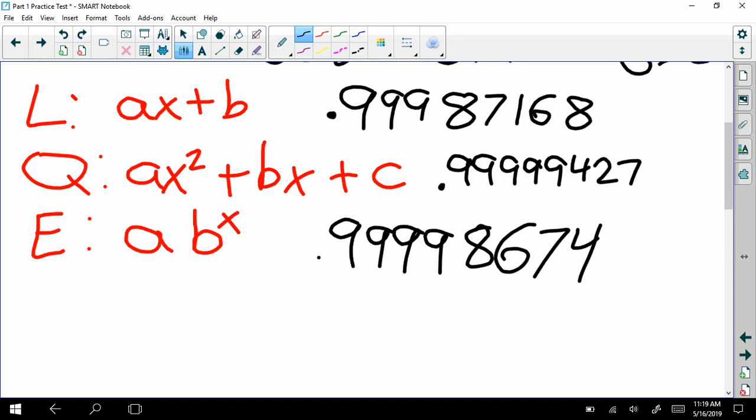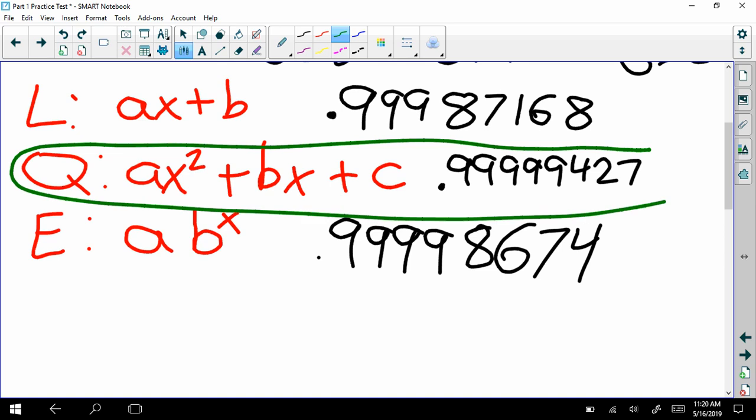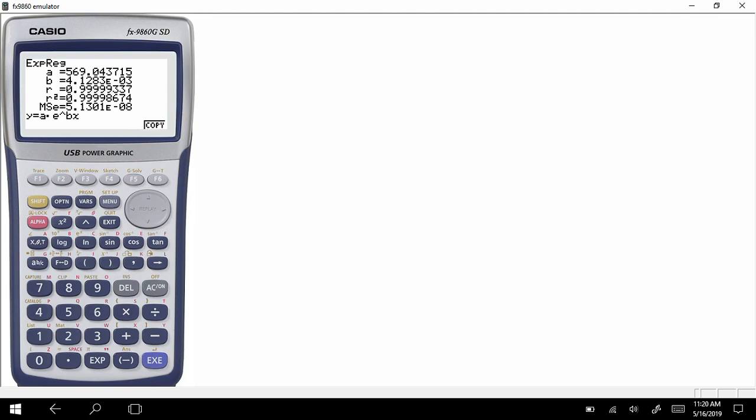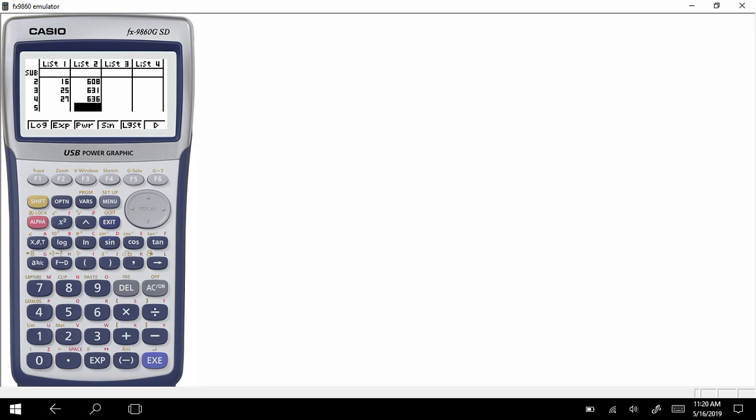So these are our R squared values. Now you look at the biggest one. The closest to 1 is the best grade. So we wrote out all the decimals so that we could compare them. The closest to 1, the highest score, is right there for quadratic. So that means on our calculator, now we need to go back to quadratic so that we can write down what that equation was.